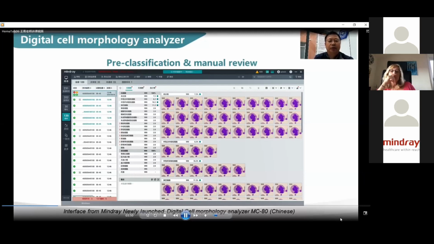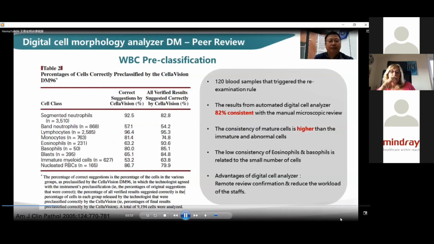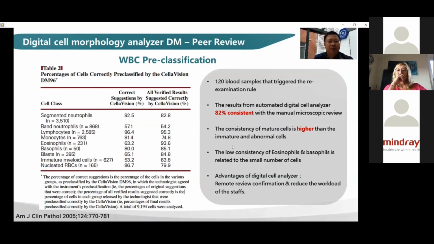And we have the interface from Mindray's newly launched digital cell morphology analyzer, the MC80. It's a Chinese version. And also we have DM96. DM96 is actually a WBC pre-classification. It can be used for 120 blood samples that triggered the re-examination rules. And the result from the automatic digital cell analyzer is 82% consistent with the manual microscopic review.